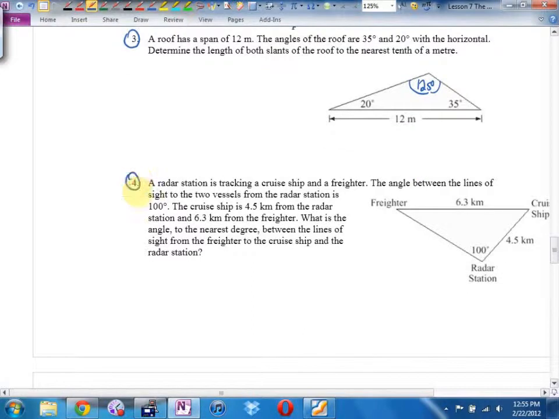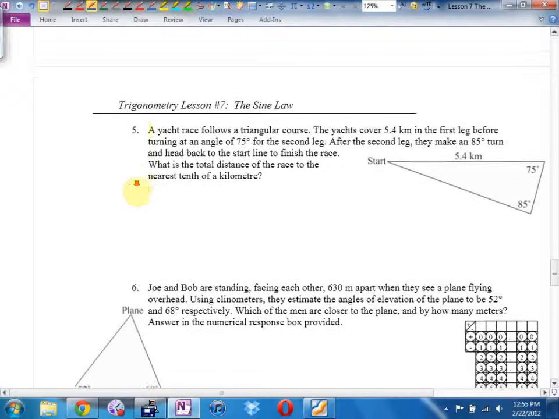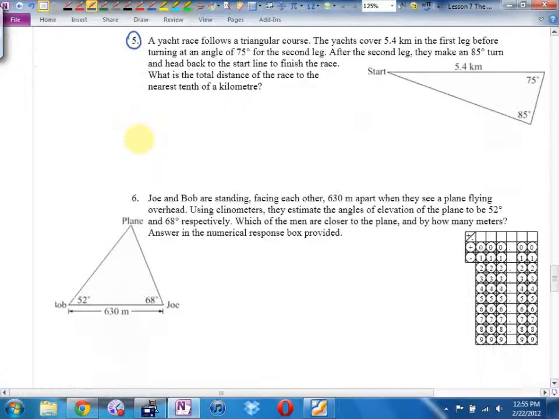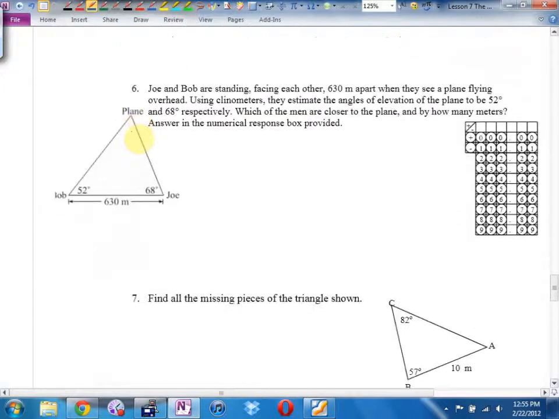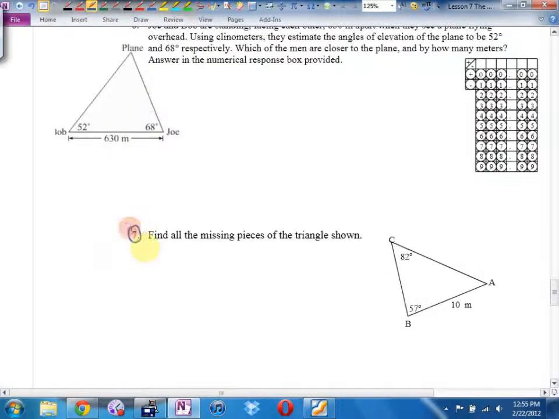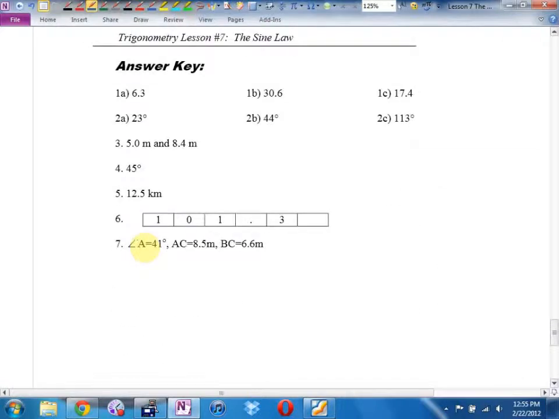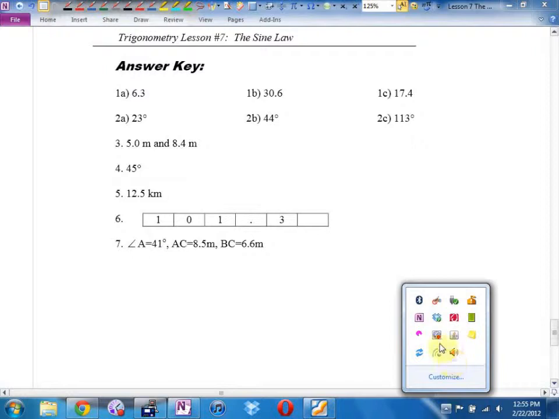Number 4. Number 5. Skip 6. 7 says find everything that's missing. So see if you can slowly work your way around the triangle and find whatever is there. Sorry, can't use Pythagoras, can't use SOHCAHTOA. I've got to use the sine law for all of it. Okay. You've got about 20 minutes.